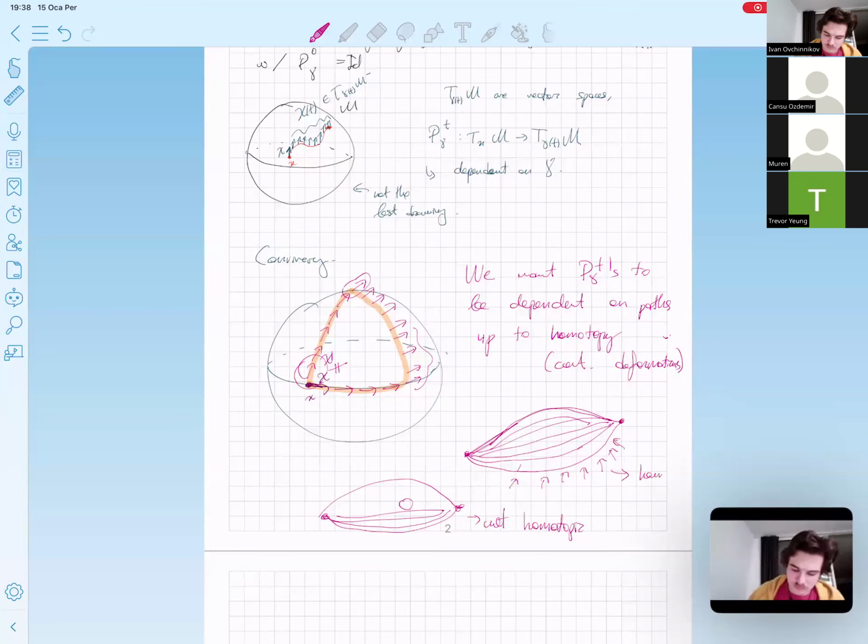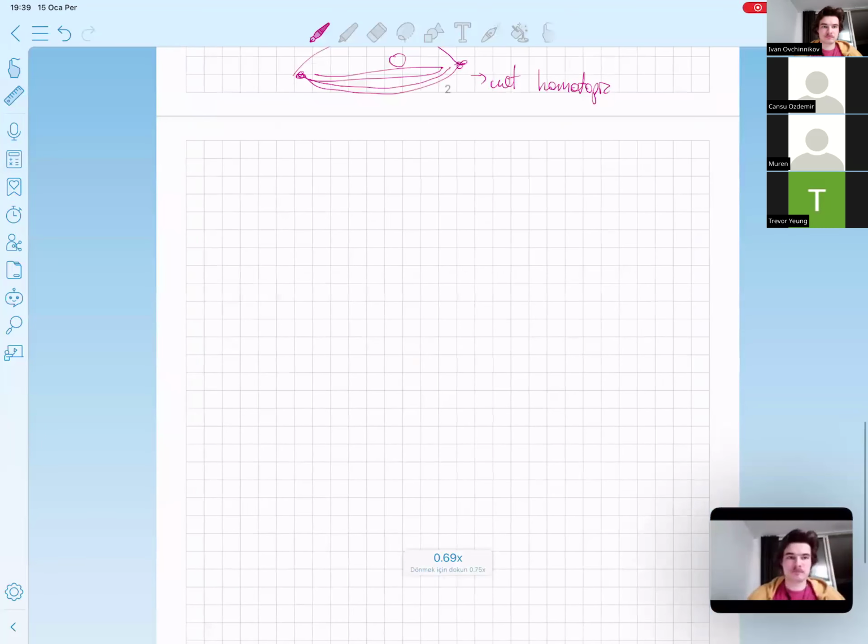These are homotopic. So we want to make our parallel transportations independent of the paths that can be pushed from one to the other. Okay, so now we talked about this for the two-dimensional case. Let's actually write it for the more general case.